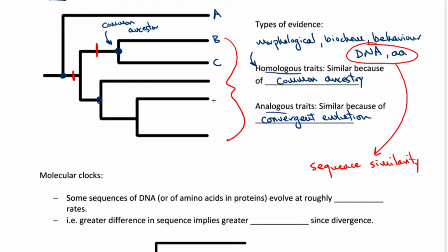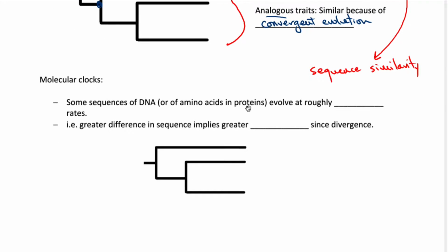So if you look at a particular stretch of the genome and B and C are very similar in that stretch in the sequence, and A is less similar, then that indicates that B and C are more closely related to each other than either is to A. In addition, some stretches of the genome and some stretches of amino acids and proteins actually evolve at roughly constant rates. And as a result of that, greater difference in sequence can tell you more than just relative relatedness, it can also tell you something about time.